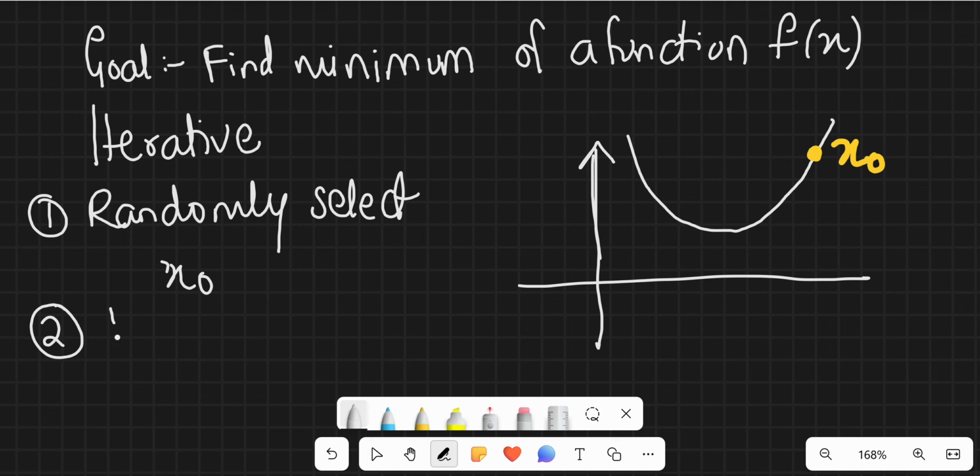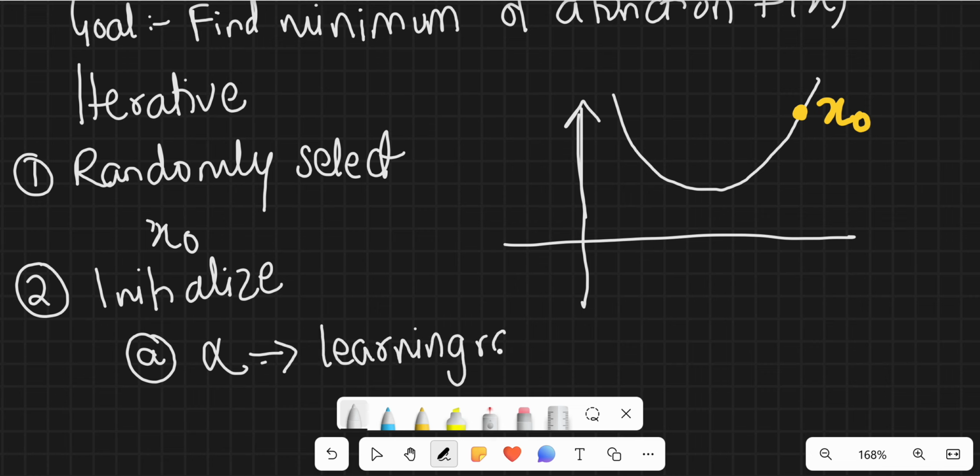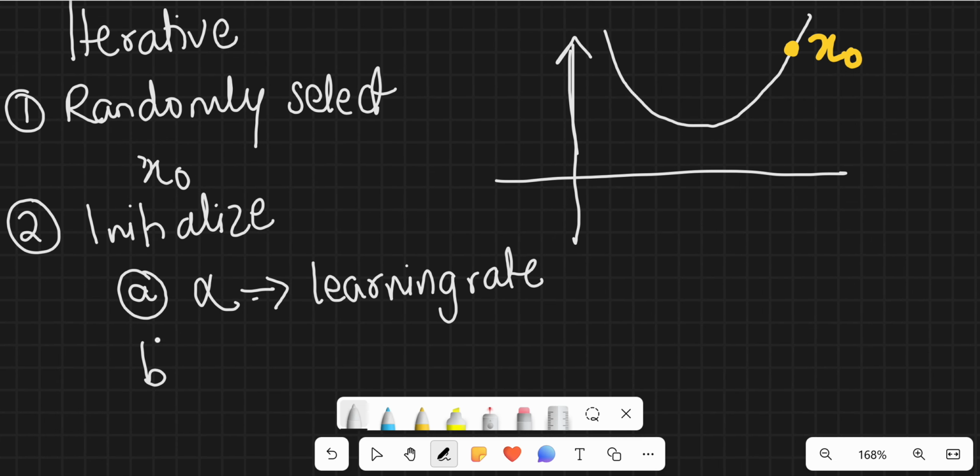The second step is to initialize two parameters. What are these two parameters? The first parameter is alpha. Alpha is my learning rate. We will talk about this later. And the second parameter to initialize is d, and d is my direction.